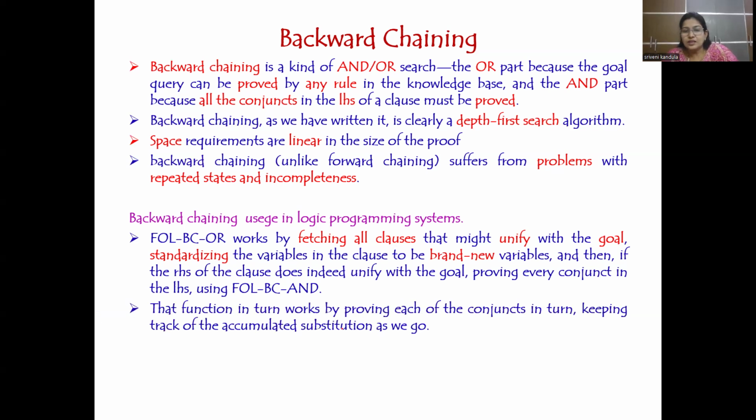The function works by proving each of the conjuncts in turn, keeping track of the accumulated substitutions as we go. For example, if directly it is not available, then you should go with the substitution and then try to solve all the goals. Conjunction is nothing but an AND, right? So in AND, whatever sub-sentences are there, you can get them by substitution and finally try to solve it.